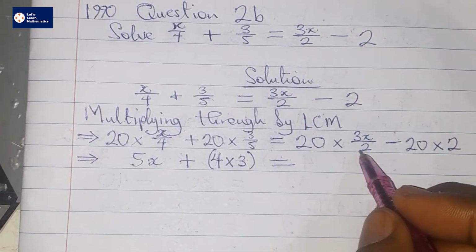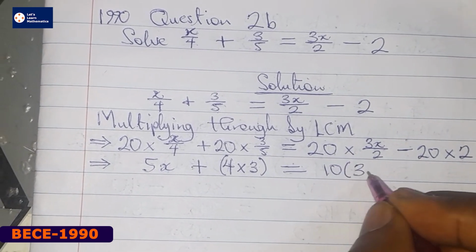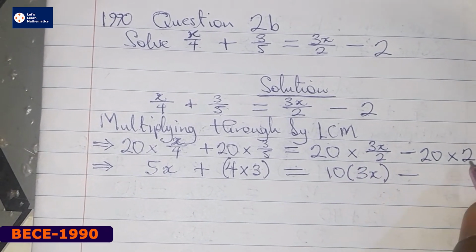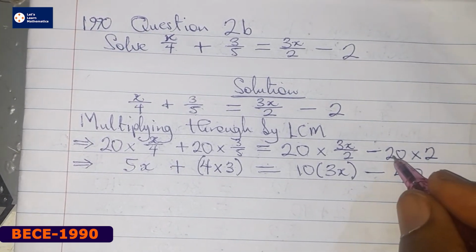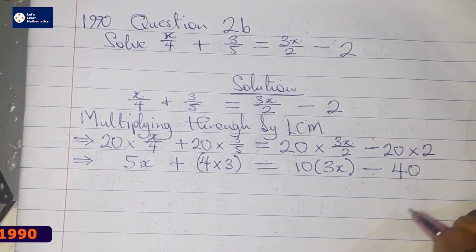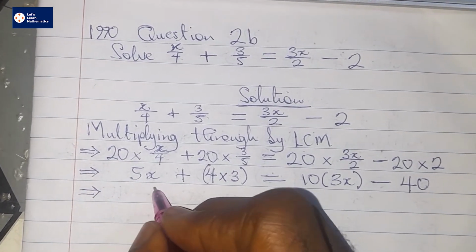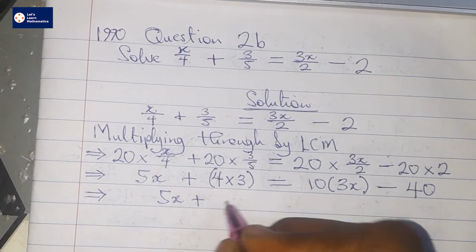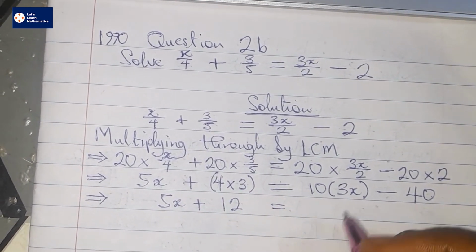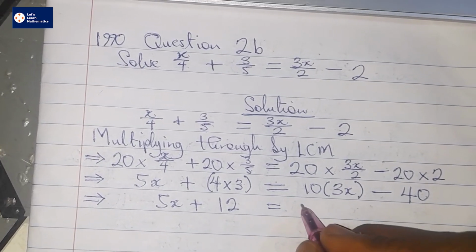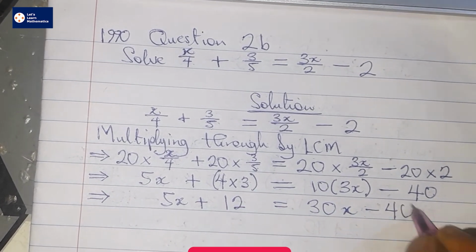And then 2, similarly, 2 will also go into 20 10 times. And we'll use the 10 to multiply the 3x. Then 2 times 20 is simply 40. Let's simplify it even further. We have 5x. 4 times 3 is 12. So 10 times 3x will give me 30x. Then I just bring my minus 40.